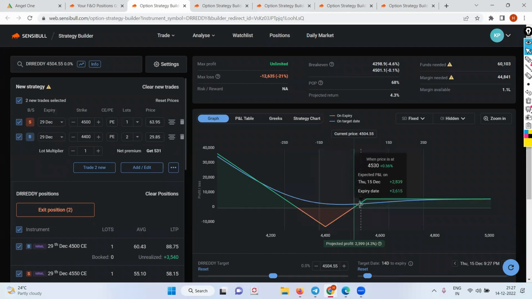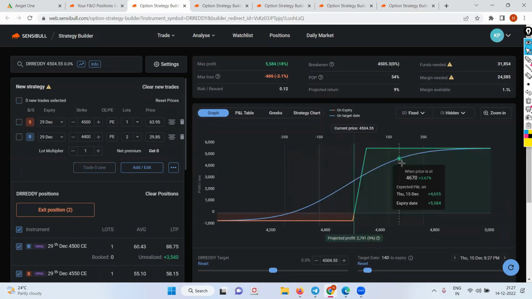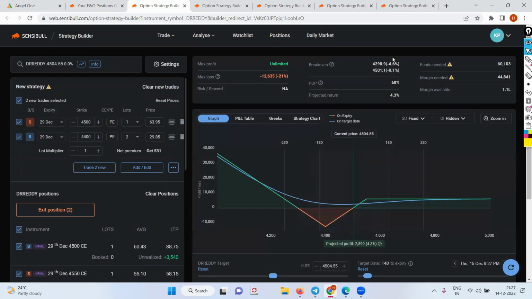If someone says, Dr. Reddy's can go up, then why am I changing this to BRS, right? I can go for this thing also. But check it here: your profit has increased, 6,000 also. If Dr. Reddy's gives a gap down, you will still get into profit.